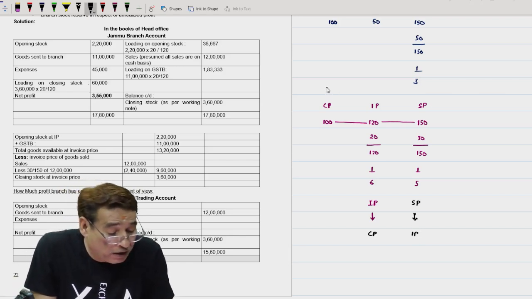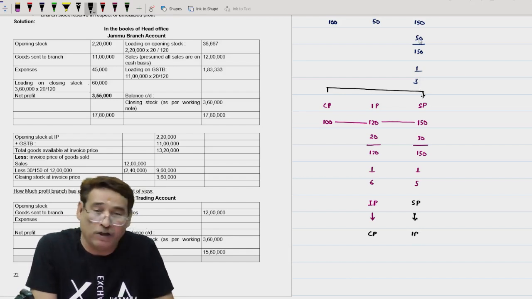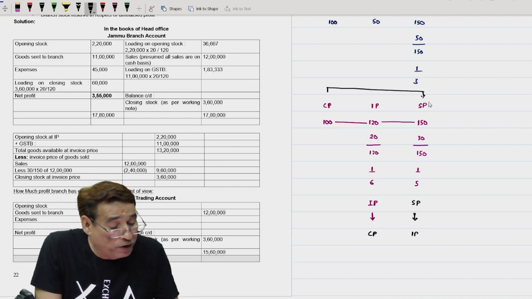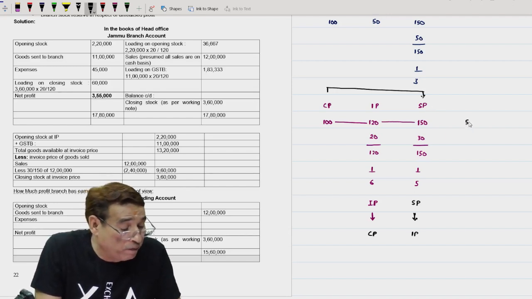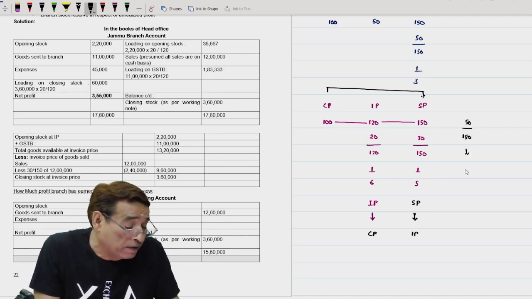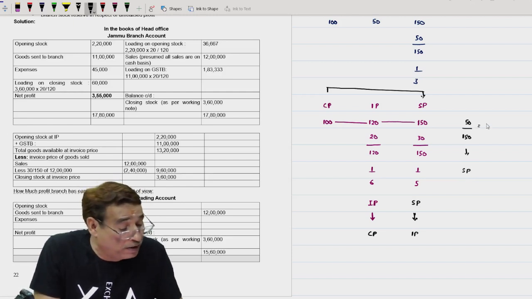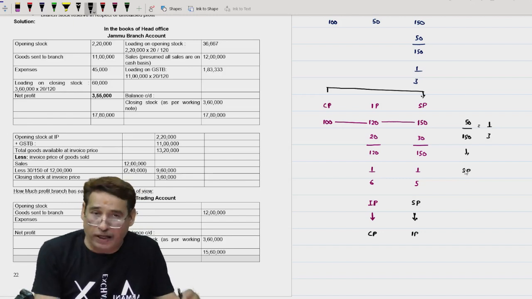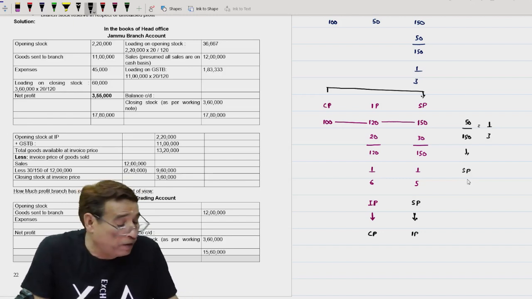Now you take the difference of cost price and selling price, which we just saw earlier also. The difference between cost price and selling price is 50. And if I divide it by 150, again this time below there is selling price, that means this rate, 50 by 150, or you can say 1 by 3. That means this rate can be applied to an item which is at selling price.